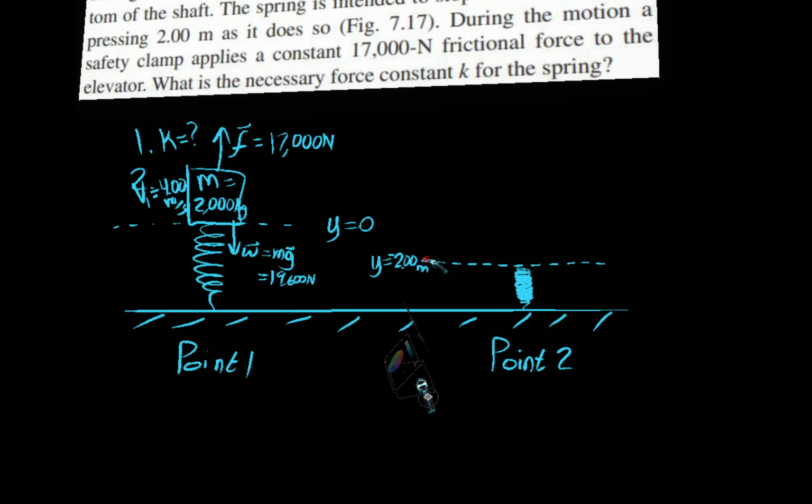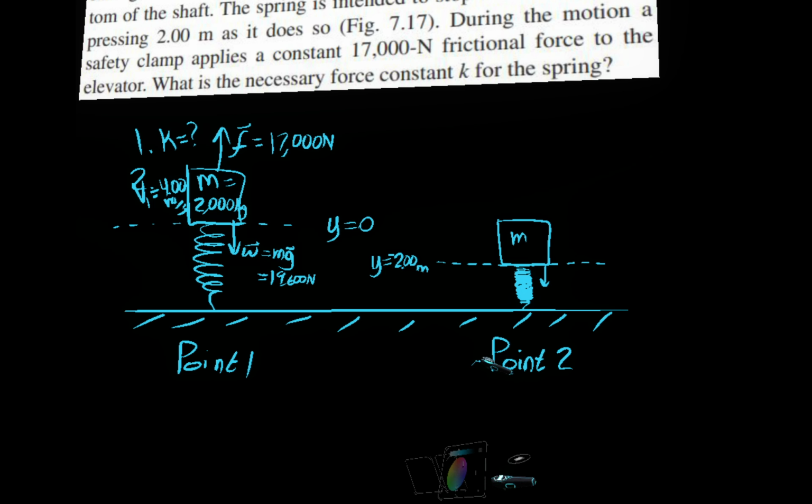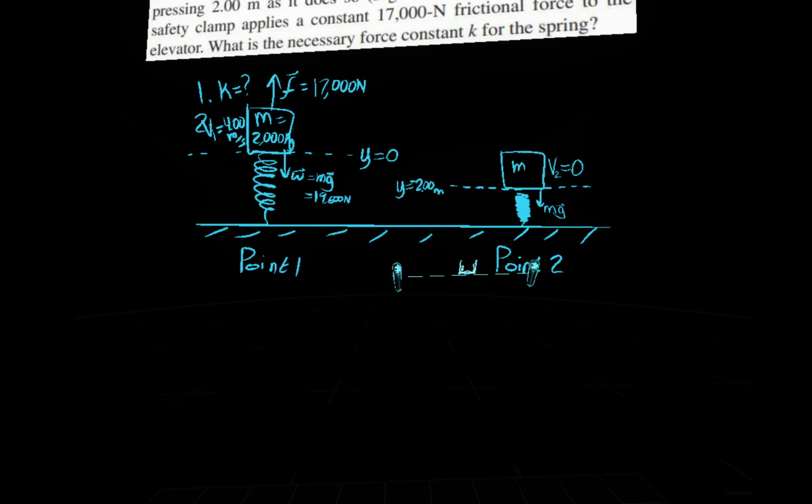All right. We have our block, same mass, and we have gravity working on it, but V2 is equal to 0. So we have mg working on it, but there's no kinetic energy. All right, so that's our quick drawing.